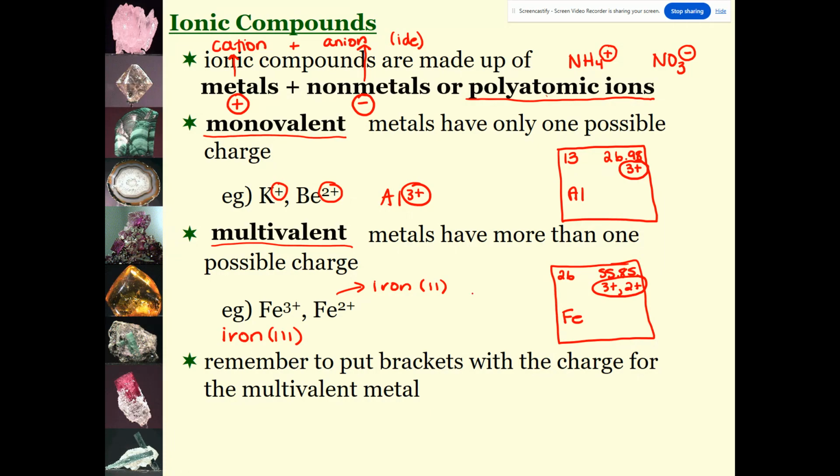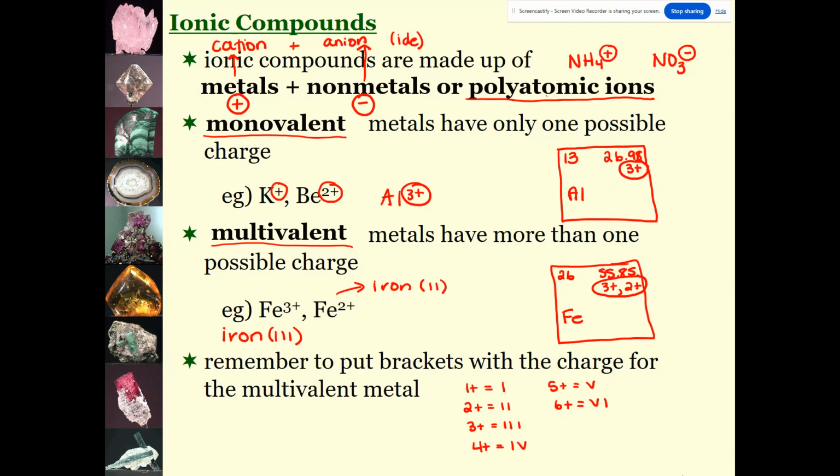Just a review of Roman numerals. If you have a 1+, it would be I. A 2+ would be II. A 3+ would be III. 4+ is IV. 5+ is V. 6+ is probably as high as you're going to get. That's VI. Okay? So those again correspond to the ion charge.